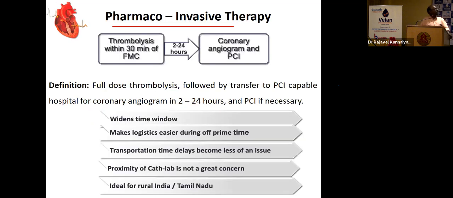Next. Initially, thrombolysis within 30 minutes of first medical contact. Usually for any patient with chest pain, the ideal time for diagnosing a case of MI, taking the ECG, is 10 minutes. And then within the next 20 minutes after diagnosing MI, we proceed to thrombolysis. This duration should be less than 30 minutes.